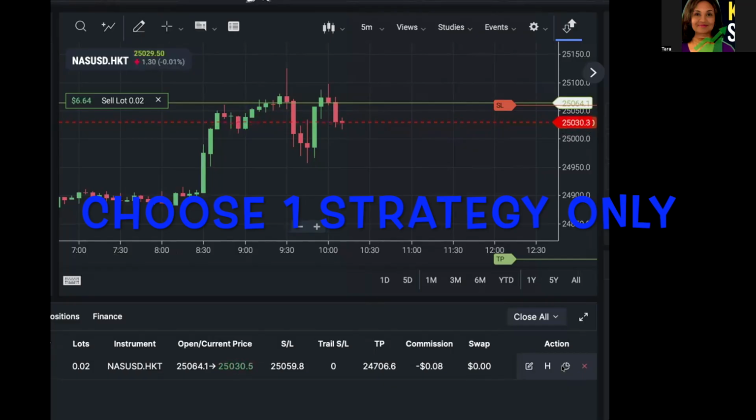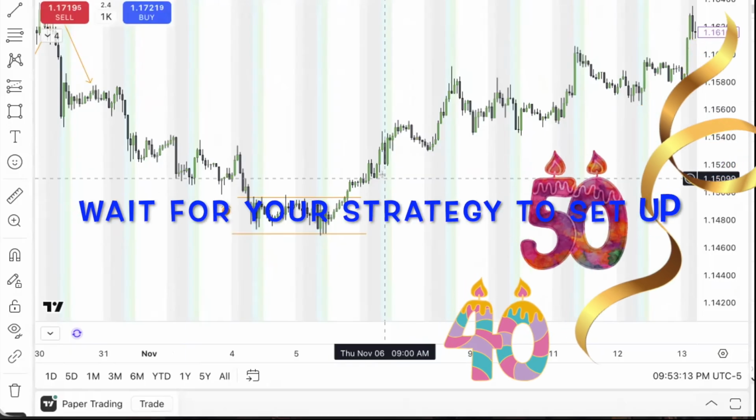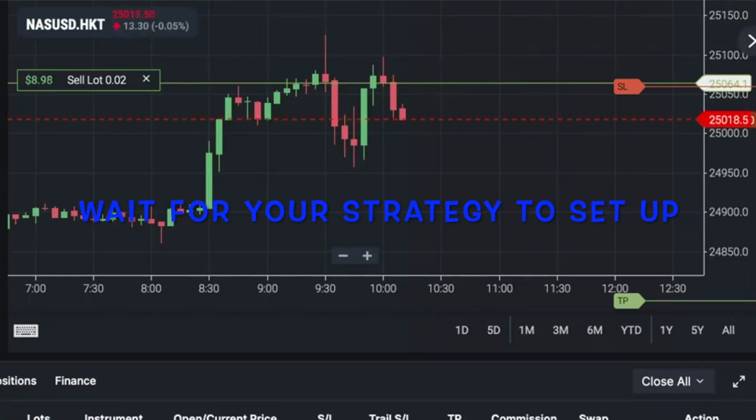But the key is to choose only one. Choose one strategy. And you can refine it. So you can make changes to it, refine it over time, but the key is to choose only one and to wait for that strategy. Wait patiently for that strategy and only take the trade when you see the strategy that you have chosen.